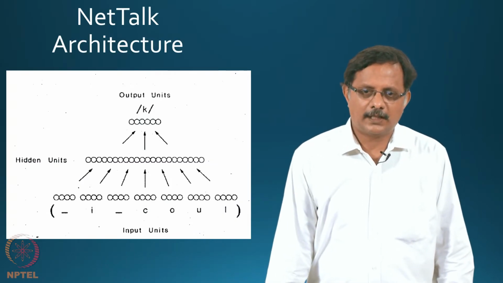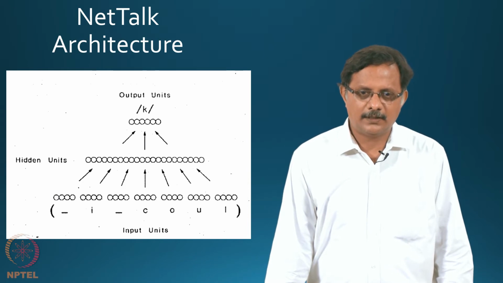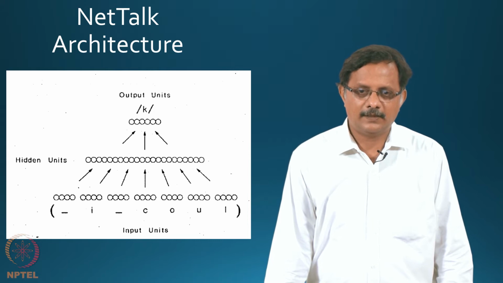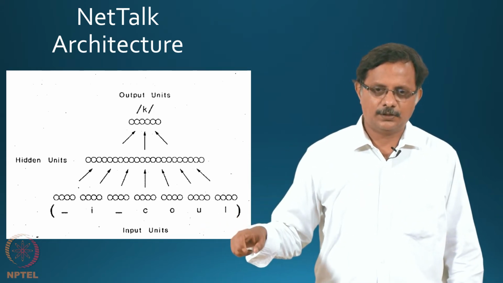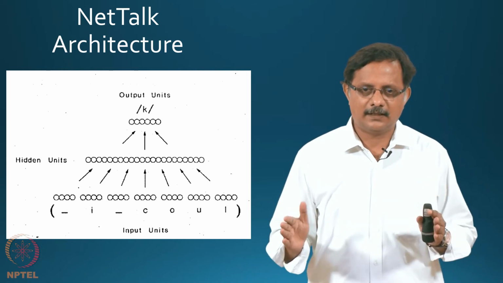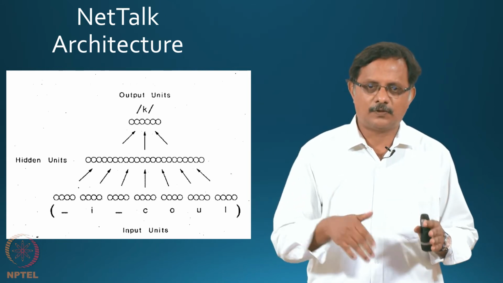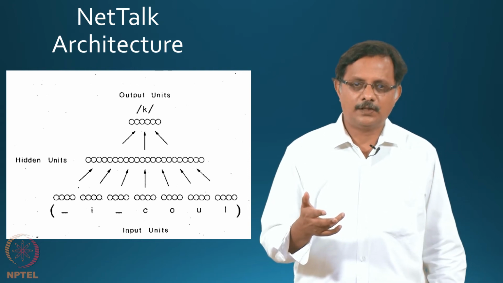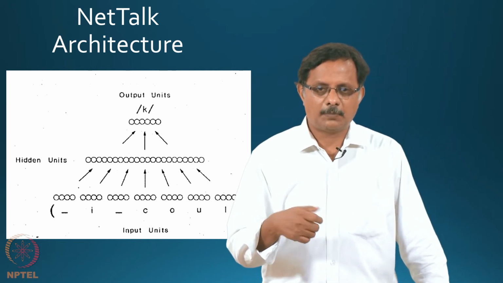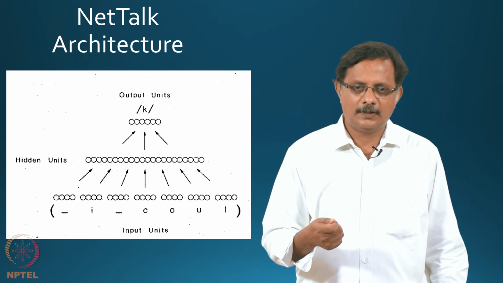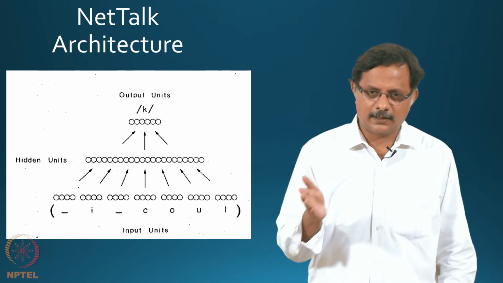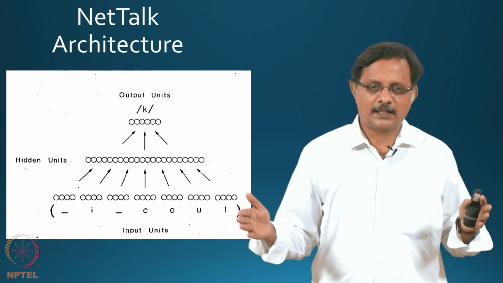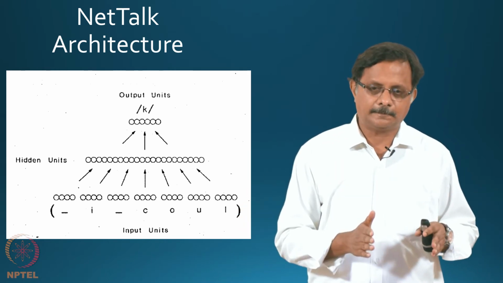This picture shows the architecture of the network. You have the input layer, a hidden layer and an output layer. In the input layer you give at any given time 7 characters. You have a running string of the text, so you take a window of 7 characters and the central character is what you are interested in. You are trying to predict the pronunciation, or the corresponding phoneme, for the central character. In addition to the central character you give 3 characters on the right and 3 characters on the left. These 6 characters form the context of the central character.